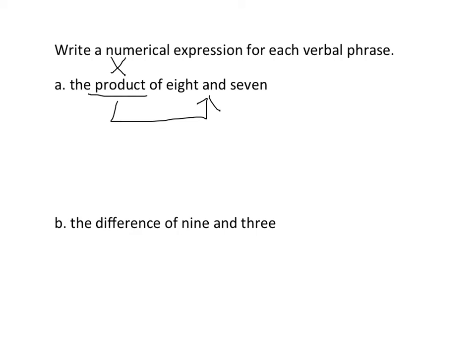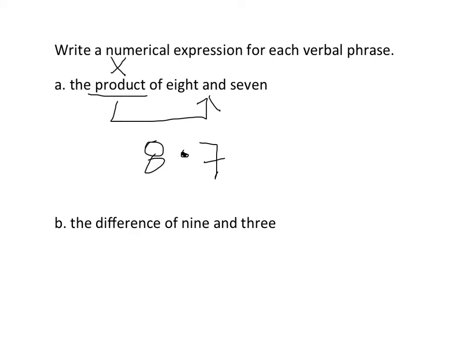Where are we going to put the multiplication symbol? And the and tells us to put it in between the two numbers. So the product of 8 and 7 means take 8, and I'm going to use the dot as the multiplication symbol, and 7. So notice that the and tells us to put product or multiplication in between the two.